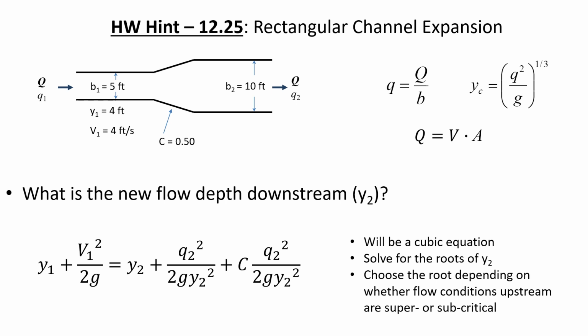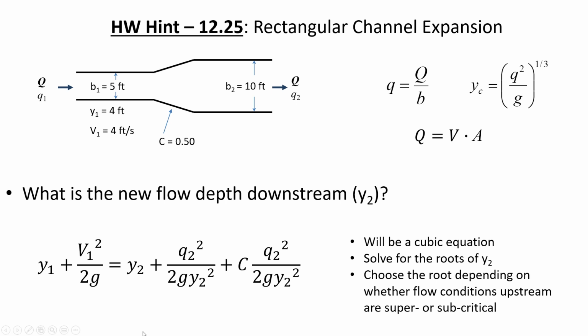So v squared divided by 2g, that's velocity head. What's another way that you've seen the velocity head expressed in the past? Q squared over 2g A squared. Did you say Q squared divided by 2g A squared? Yeah, yep, that's another one.